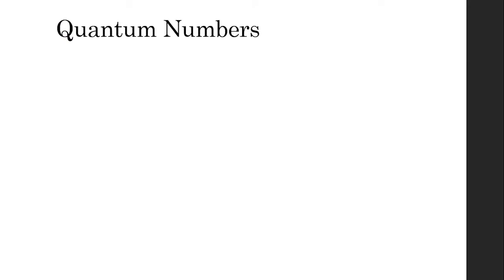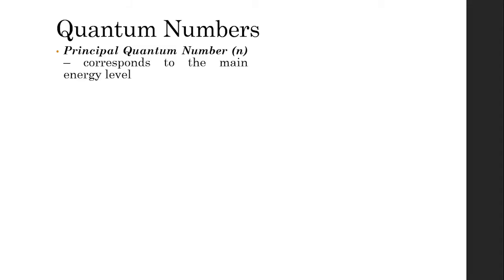Now let's talk about quantum numbers. Quantum numbers are what we use to describe the behavior of the electron. The first quantum number that we have is called the principal quantum number and is usually denoted by n. The principal quantum number corresponds to the main energy level, which, like we've discussed, tells you how far the electron is from the nucleus. The higher the number is, the farther the electron is from the nucleus.